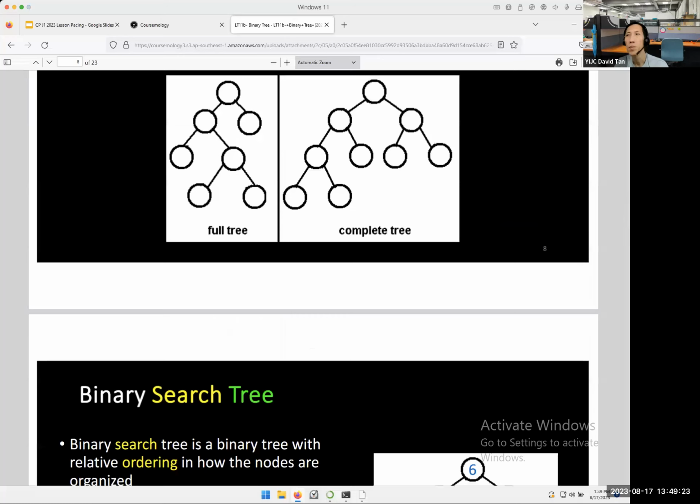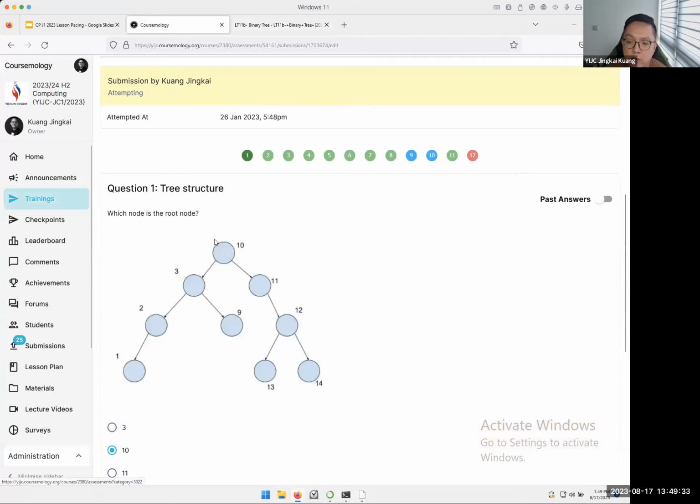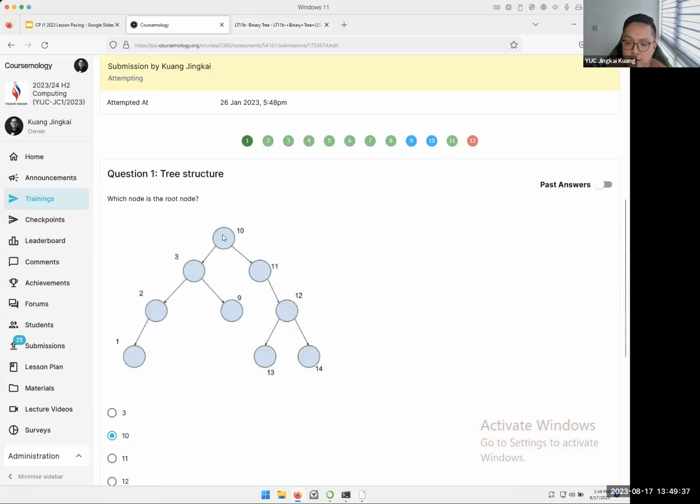Okay, now let's just look at question one, the root node one. What's the root node? All of you picked option 10. I think this is quite straightforward. The root node is the one without any parents. That means it's the top node. So from the root you stem out to the other nodes, right?